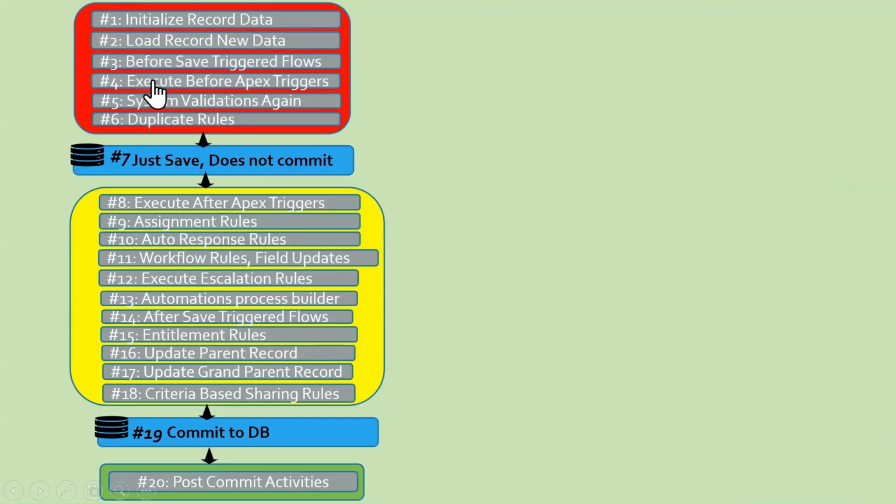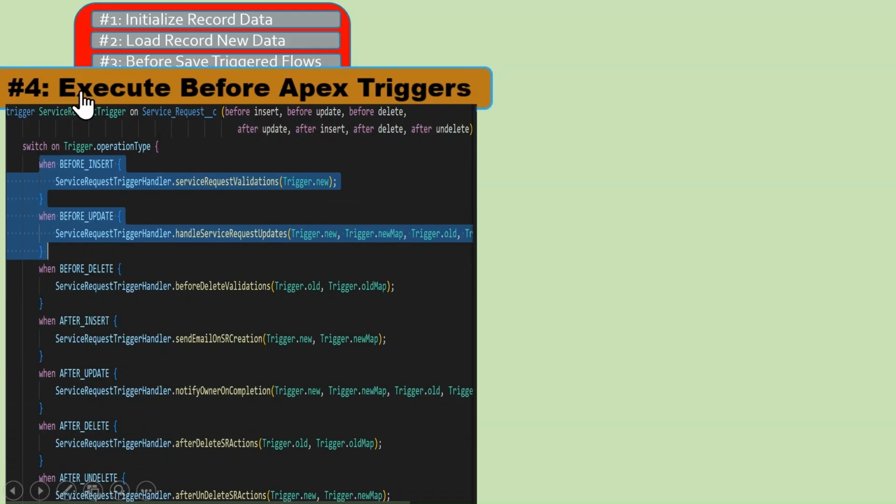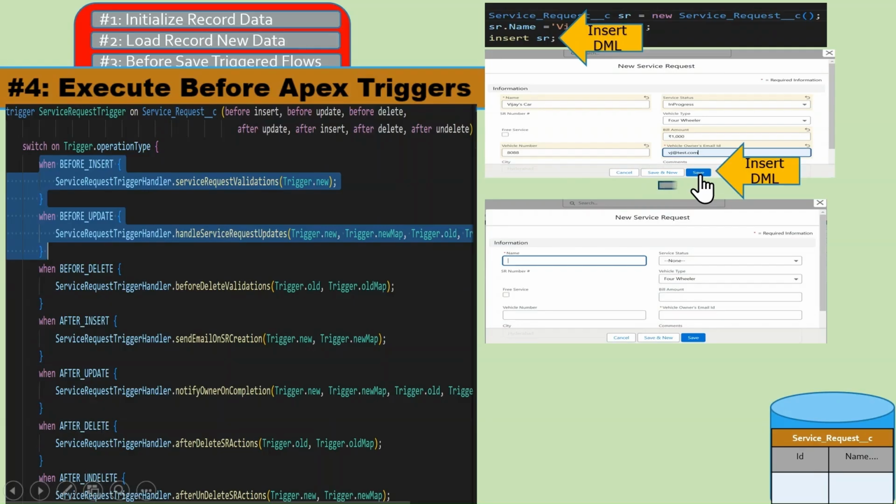Let's see what Salesforce does as part of step 4, that is execute before Apex triggers. The main responsibility of this step is it checks whether there is logic for the before Apex trigger events, then that logic gets executed as part of this step 4. For example, in case of insert DML, on click of save, as part of this step 4, it looks for the before insert event logic, and if it finds the before insert logic, then it gets executed.